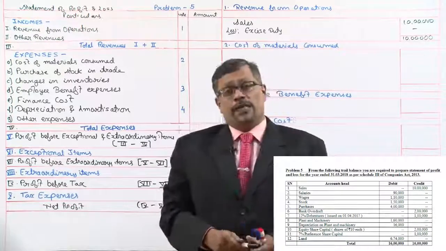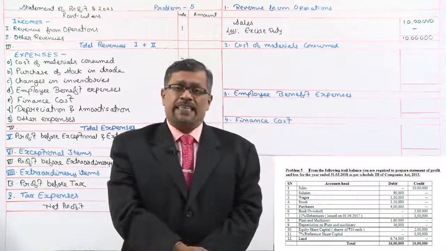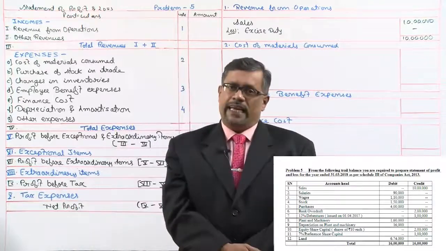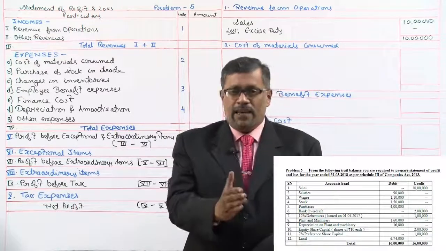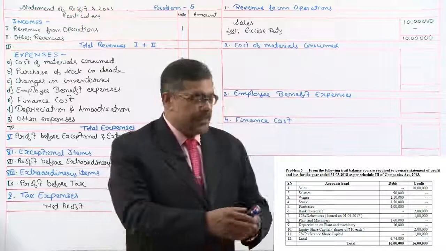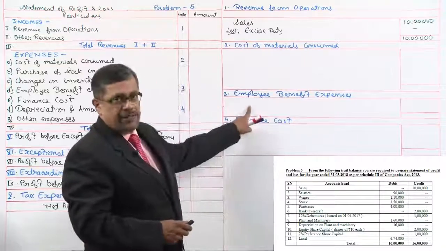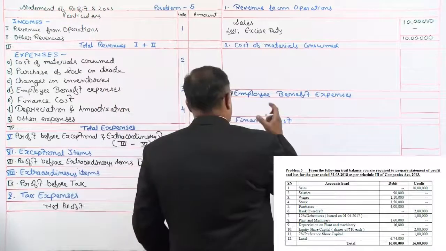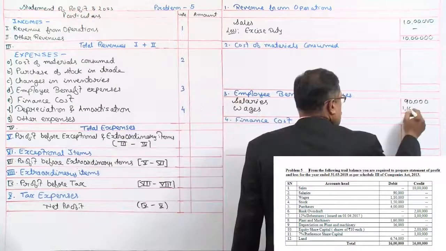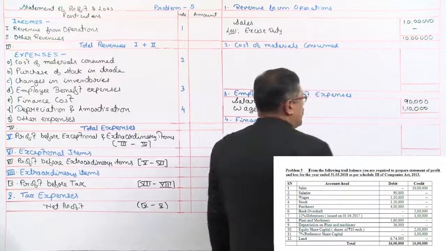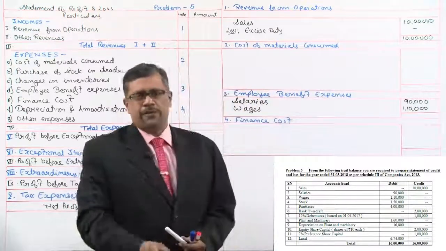After this, what is given to you is salary, which is 90,000, and wages 1,10,000. Salary and wages are paid to the employees, so they are your employee benefit expenses. Let us record that in employee benefit expenses. Salary is 90,000, wages 1,10,000.